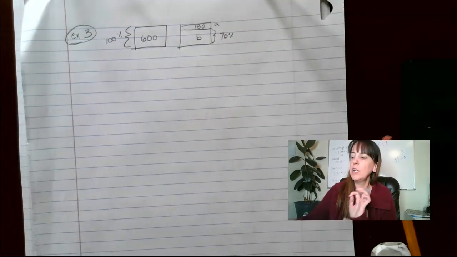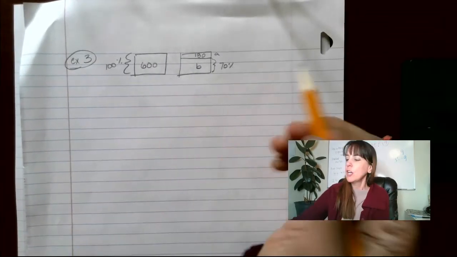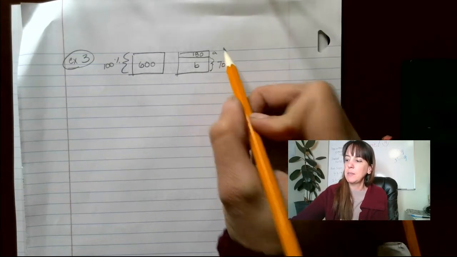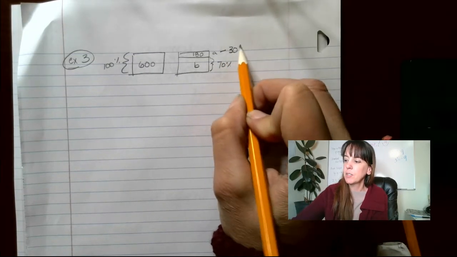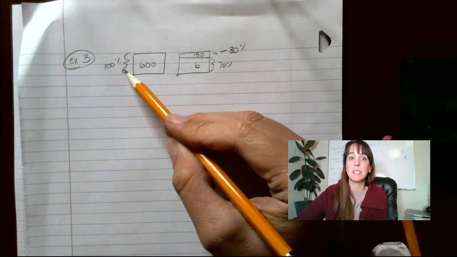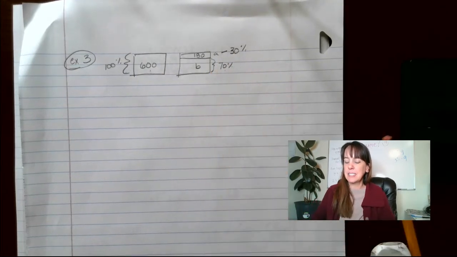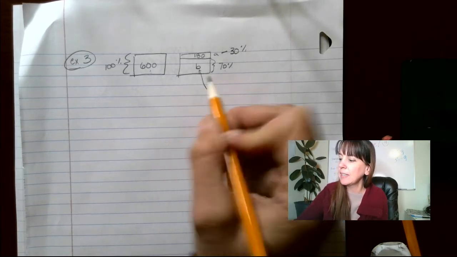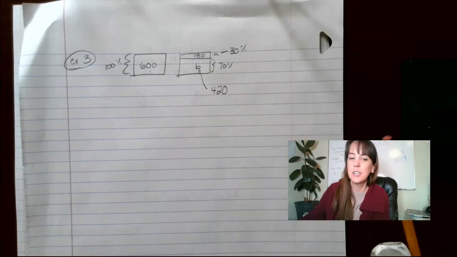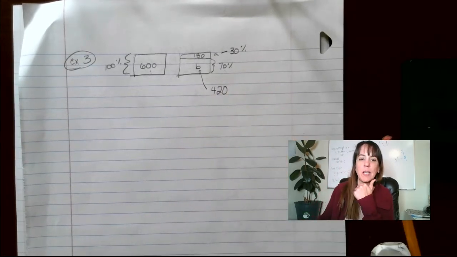Okay, guys, so we know that this is before, this is after. So we know that A, straight off the bat, is going to be 30%, because 30% plus 70% gives us that full 100%. And then we know 600 minus 180 is going to give us 420. So B is going to give us 420. So that's kind of a way to visualize that.